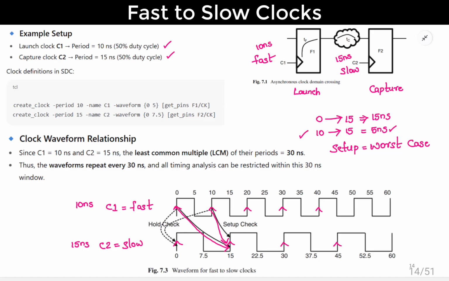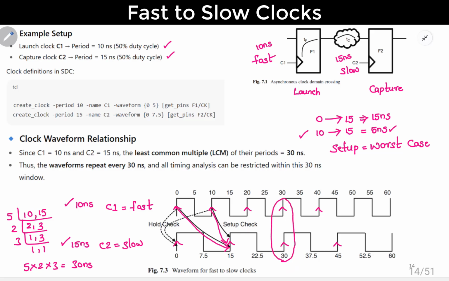And here, C1 is 10 nanoseconds and C2 is 15 nanoseconds. At which points these edges will intersect, I mean at which point they will be common, depends upon the LCM. If you take the LCM of 10 and 15, it is 5 into 2 into 3, so for every 30 nanoseconds the edges will be common. See here, at 30 nanoseconds these edges are common, and again at 60 nanoseconds they will be common.